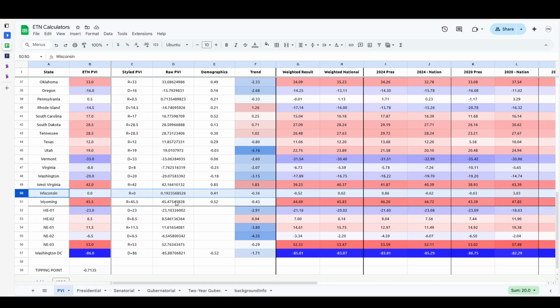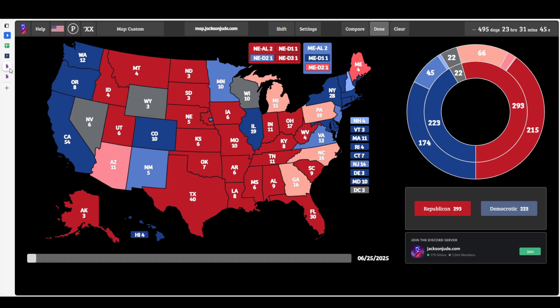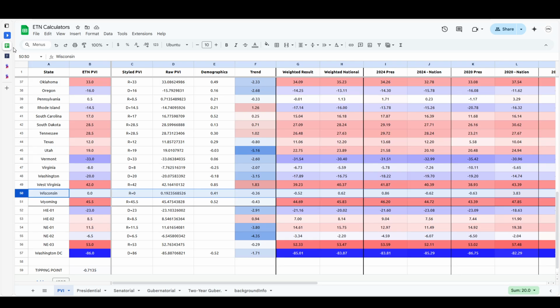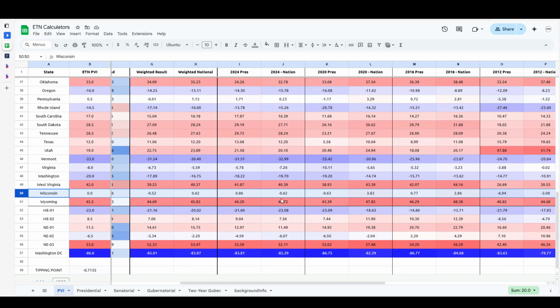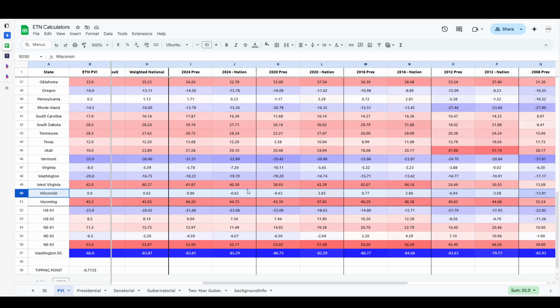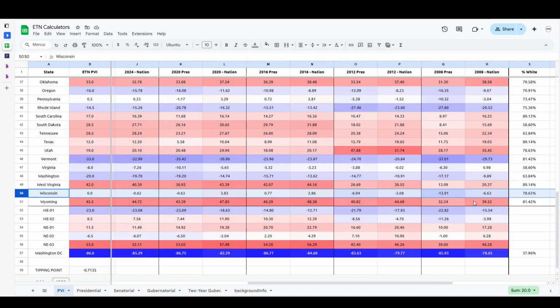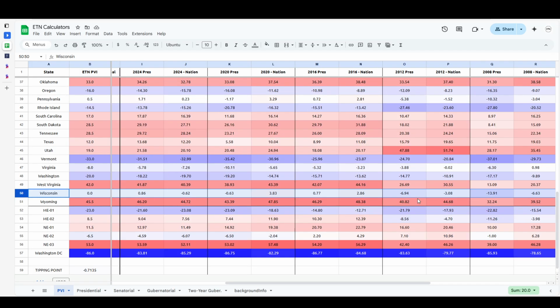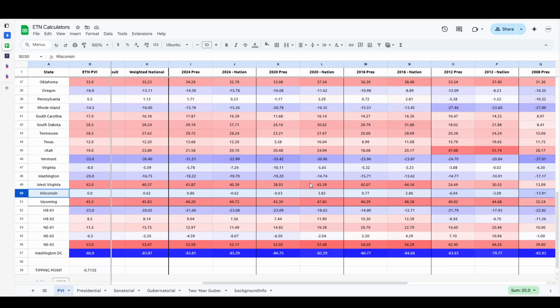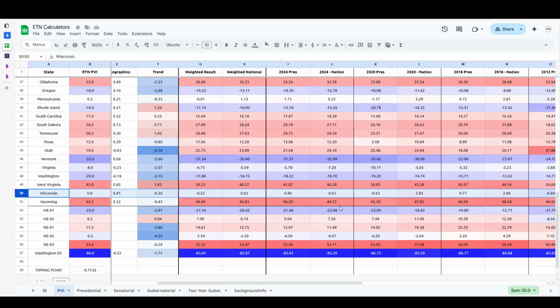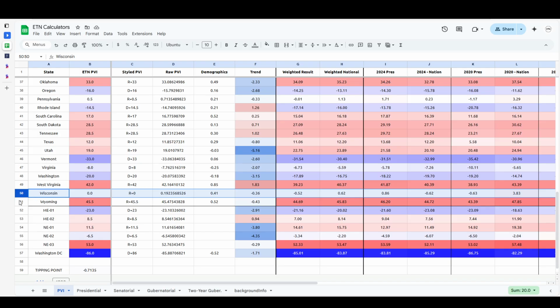So that is going to be R plus 0.19 on the map here. R plus 0.19. Very, very close. Slightly left trending, because it actually voted to the left of the nation in 2024. It voted to the left of the nation in 2008 and 2012, to the right in 2016, and then more so in 2020, and then to the left of the nation again in 2024.